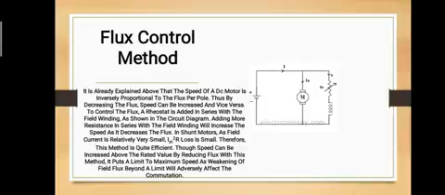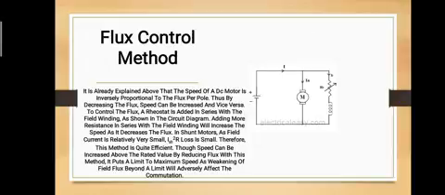Flux control method. It is already explained above that the speed of a DC motor is inversely proportional to the flux per pole. Thus, by decreasing the flux, speed can be increased and vice versa. To control the flux, a rheostat is added in series with the field winding as shown in the circuit diagram. Adding more resistance in series with the field winding will increase the speed as it decreases the flux.